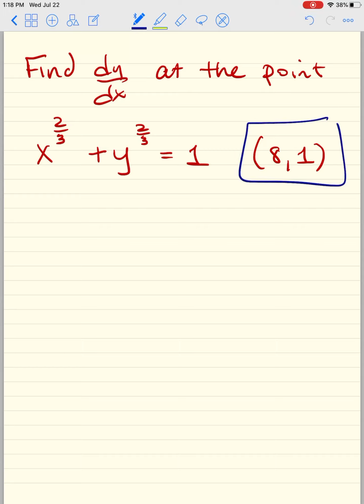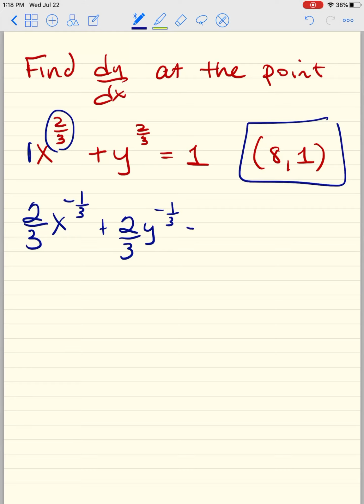Next one, find dy/dx at the point that they give you. So this is the point they give you. So let's find it. 2/3 times 1. Drop the exponent by 1. That's going to be negative 1/3 plus 2/3 times y. Drop the exponent by 1. Oh, and look what I did. Because I took a derivative other than x, I need to put dy/dx, and that's going to be 0.